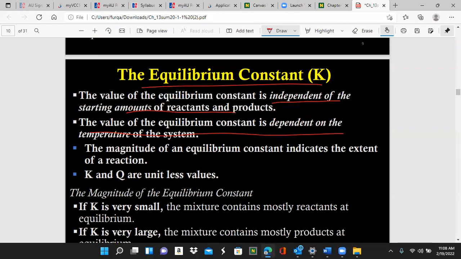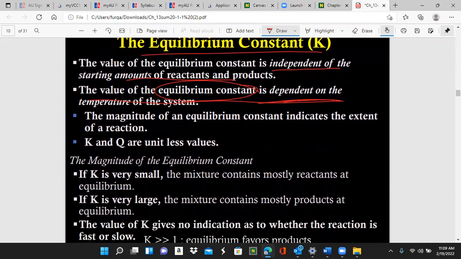It affects. When it's about the temperature, it's going to affect big time the value. So besides that, nothing is there that can affect the value. The concentration of the reactants and the product has nothing to do with the value of the equilibrium constant. But yes, if you change the temperature, it will definitely change the equilibrium constant.